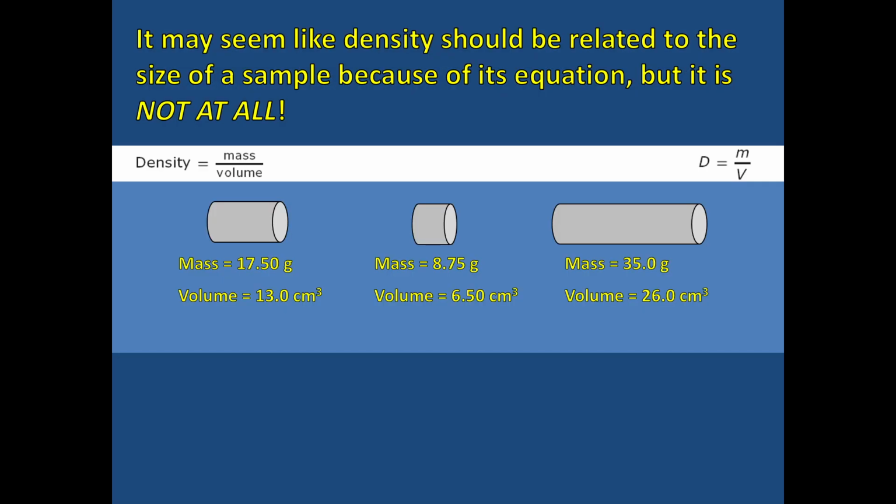Remember that density is mass divided by volume. Though mass is extensive and volume is extensive, whenever you divide them, it's not extensive. So here's an example. If you have a mass of 17.5 grams and a volume of 13, that's a density of 1.35 grams per cubic centimeter. If you were to reduce the mass to 8.75 grams, you would also reduce the volume down to 6.5 cubic centimeters. But the density will still be 1.35 grams per cubic centimeter. Likewise, if you increase the mass to 35 grams, the volume would also increase too, but the density doesn't change.